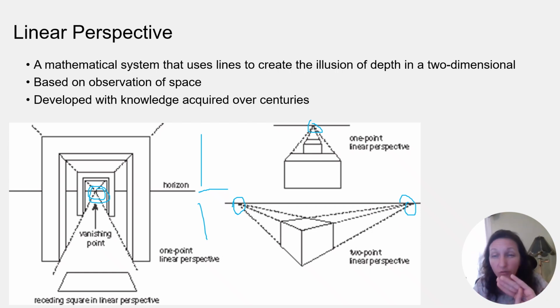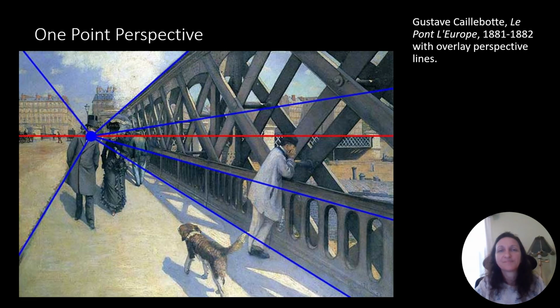Probably around the 4th grade, if you took art in the 4th grade, you drew the railroad tracks going back into space, right? I'm hoping that you did. So that might be a little bit of a refresher, like, yeah, I do remember doing that, right? So think back to 4th grade-ish, maybe. All right, so this is a good example of one-point perspective.